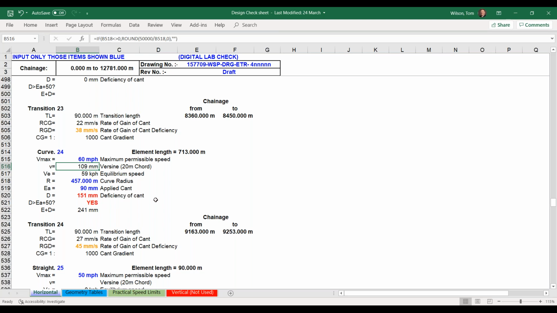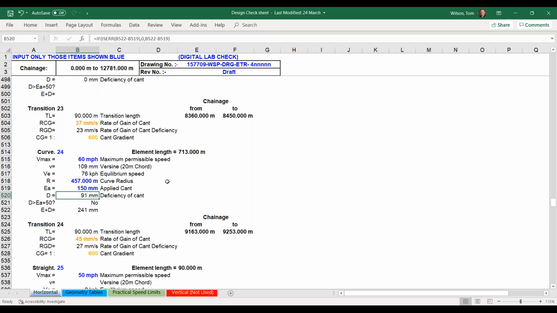That's also bad news. Another thing happening with that increase in speed is I've breached the 35 millimeters per second normal limit on rate of gain of cant deficiency. I've done the same down here. So that's telling me I've got too much cant deficiency. Well, that's dead easy to do something about: I can up the existing cant. I can increase the super elevation on the track from 90 to something a bit happier. So let's go whole hog and make it 150, the maximum I can apply in the UK.